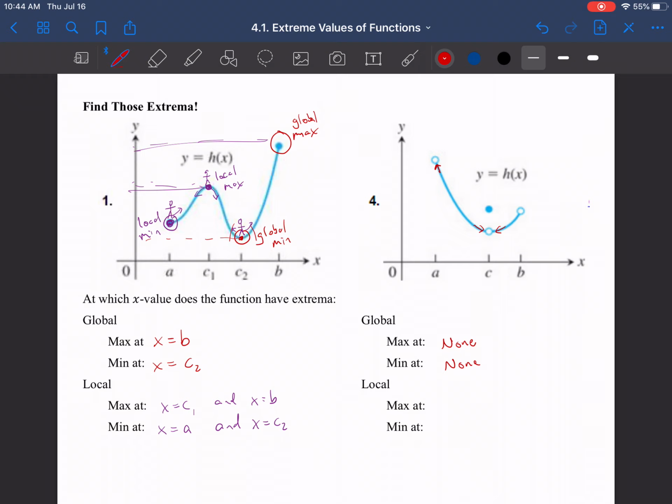A local maximum does occur at C, all right? If I'm standing right here and I try to go either way, I'm dropping off this and going down. So there is actually a local maximum at x equals C, and then there's no local minimum. This would have been our only candidate, but it's a hole, so there's none. You'd fall right through, okay? You can't have maximums or minimums at holes in your graphs.